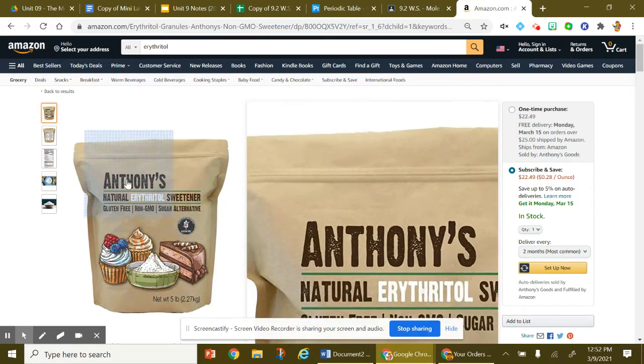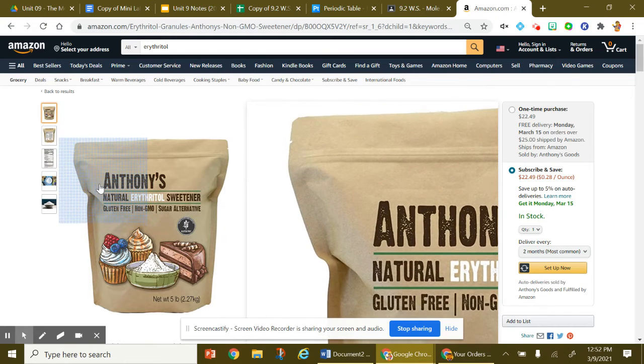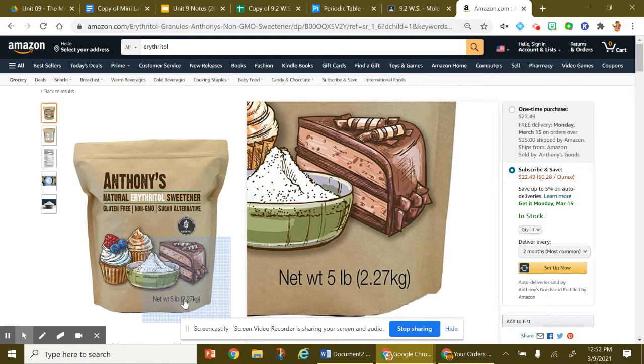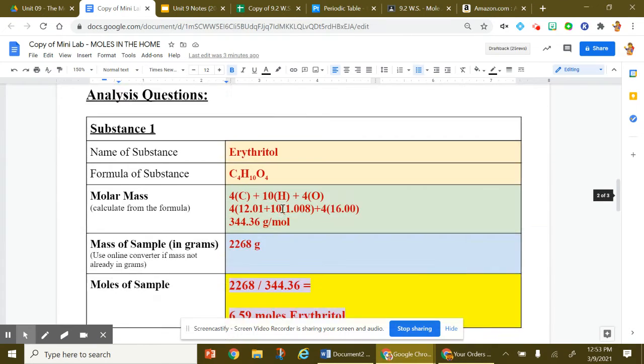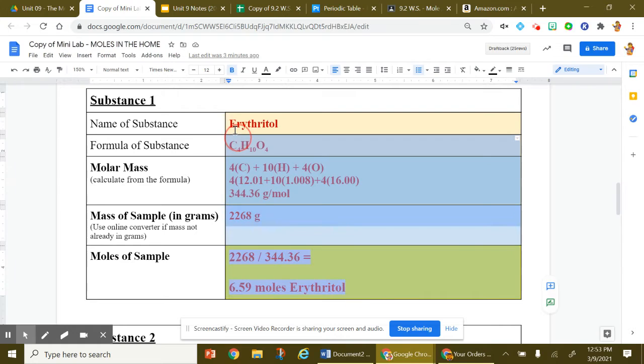Okay, now I used up a pound of this stuff, and I was so eager to get some more. I ordered a 5-pound bag of erythritol. Now that's how many pounds it is. But how many erythritol molecules are in this bag? How many moles of erythritol are in this bag? So let's walk through the steps of this lab. Let's see here. I'm going to delete all this because these are the answers.